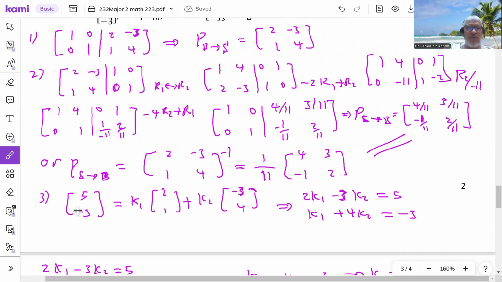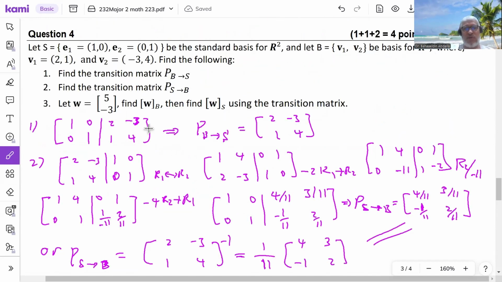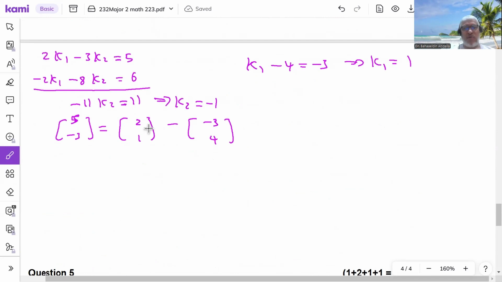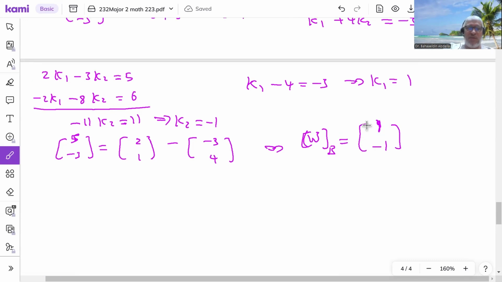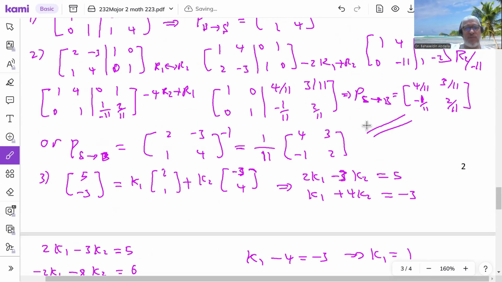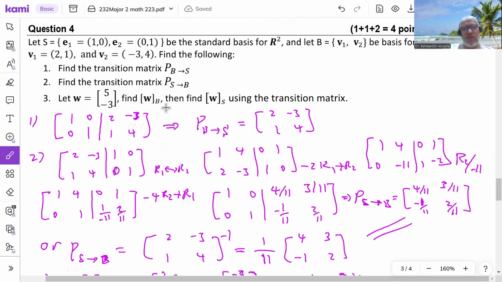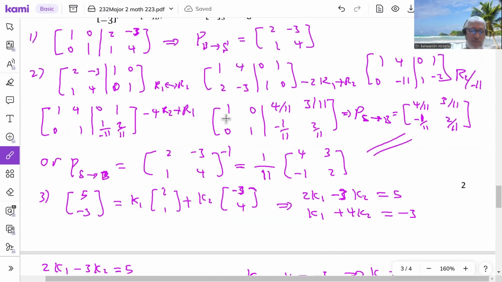So I wrote 5 and negative 3 as a linear combination. Then WB, the coordinate vector, is equal to 1 and negative 1, K1 and K2. This is WB. Then find WS using the transition matrix.